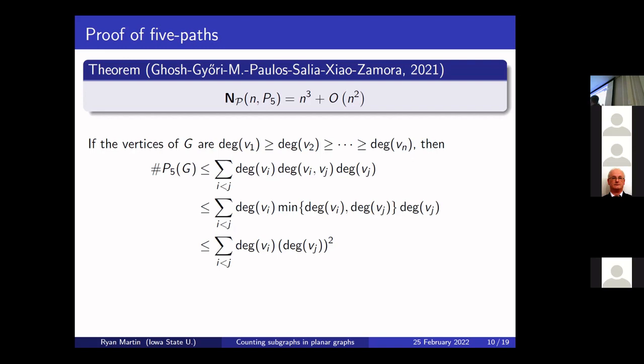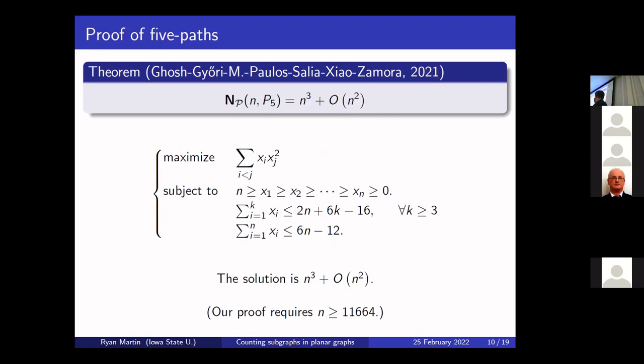So with this degree sequence, the number of P5s is bounded by the summation of the degree of Vi, which is the higher degree vertex, times the degree of Vj squared. Now, I point out that this might be a wild overcount, right? Because I've thrown a lot away here. In the example that I showed you, we didn't really count the vertices that were next to each other in the mask as being second and fourth. So this could be a crazy overcount. But we didn't care because we only care about asymptotics, so why not?